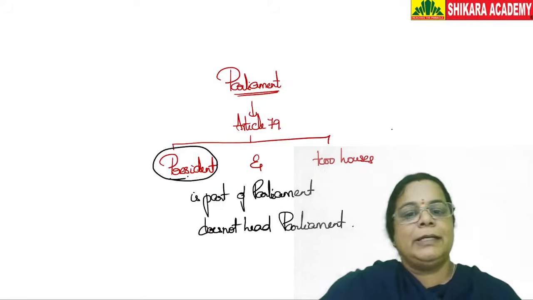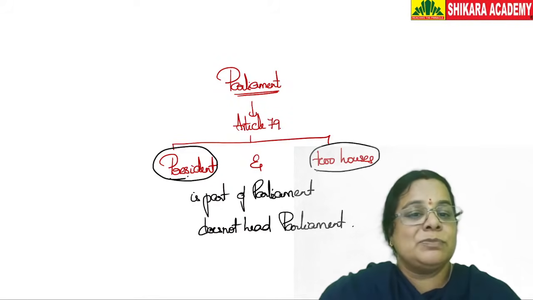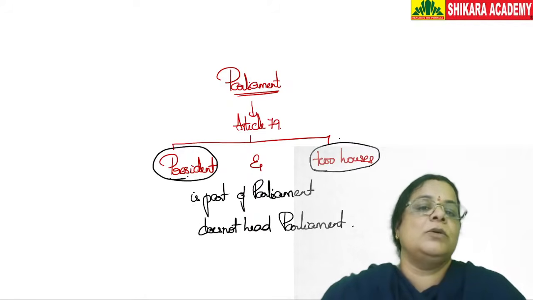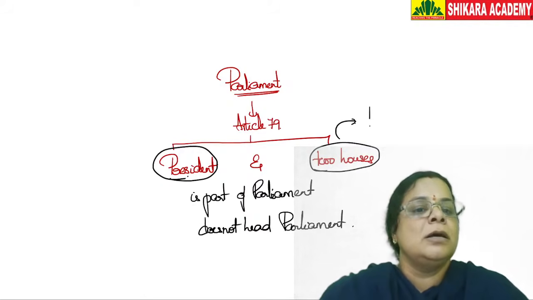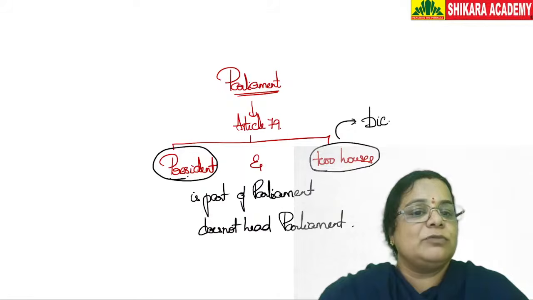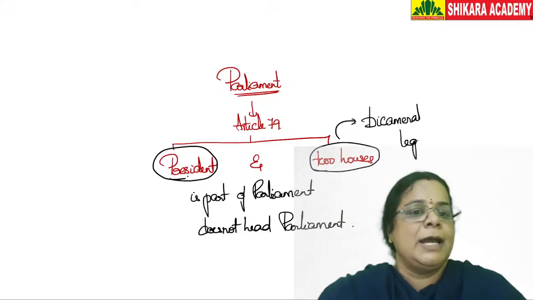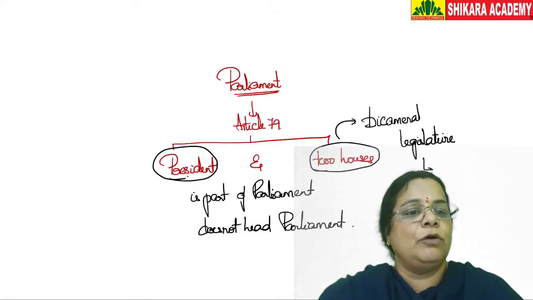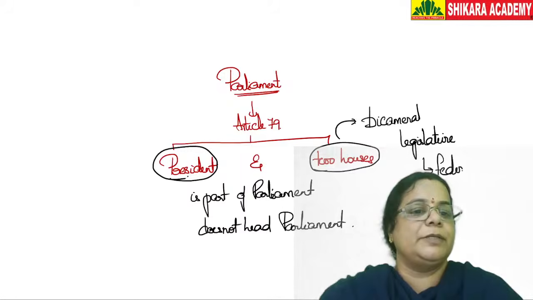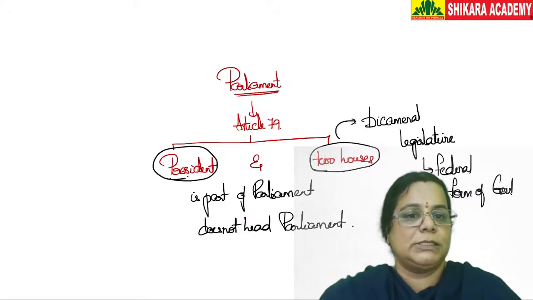He's not a head. And 'two houses' is important because specifying it as two houses indicates that the Constitution of India provides for a bicameral legislature. And remember, bicameralism is a feature of a federal form of government. It represents a federal form of government. I hope this is clear.